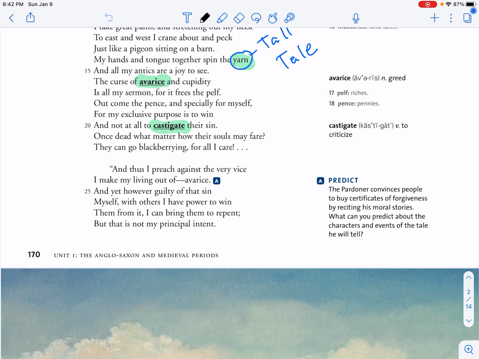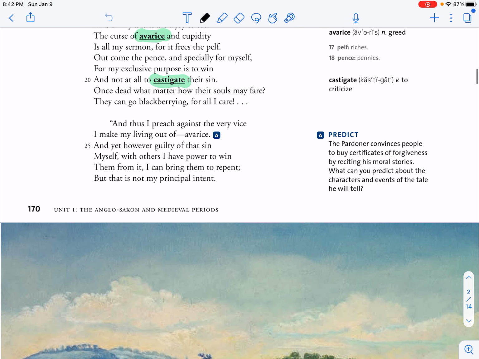The curse of avarice and cupidity, avarice is greed, cupidity is desire, is all my sermon, for it frees the pelf. Out come the pence, the money, and specially for myself. For my exclusive purpose is to win, and not at all to castigate their sin, meaning to criticize their sin. Once dead, what matter how their soul may fare? They can go blackberrying for all I care.